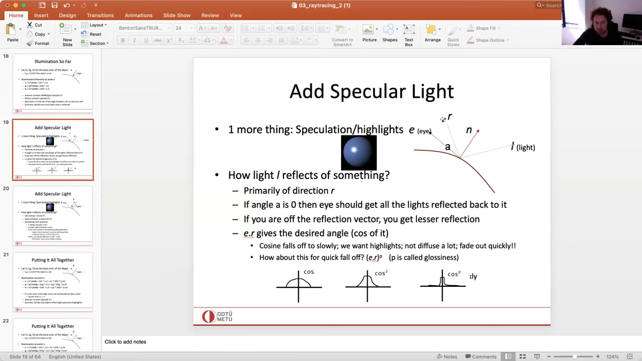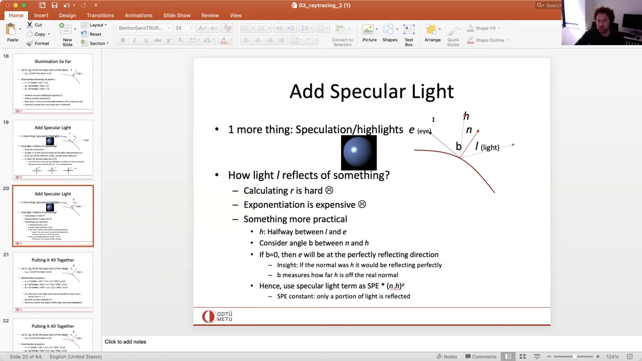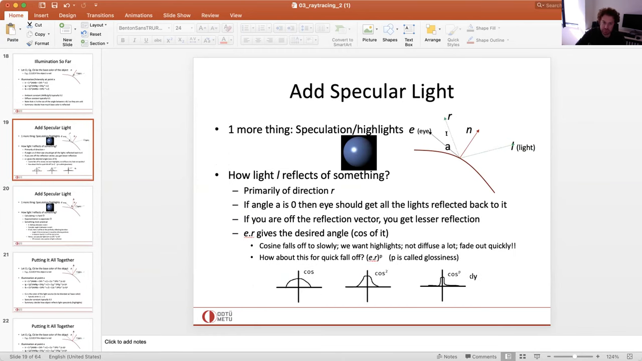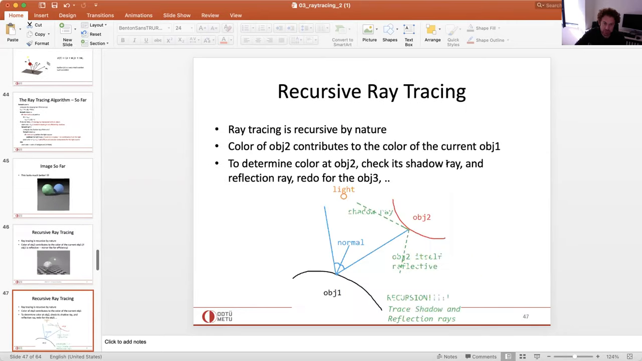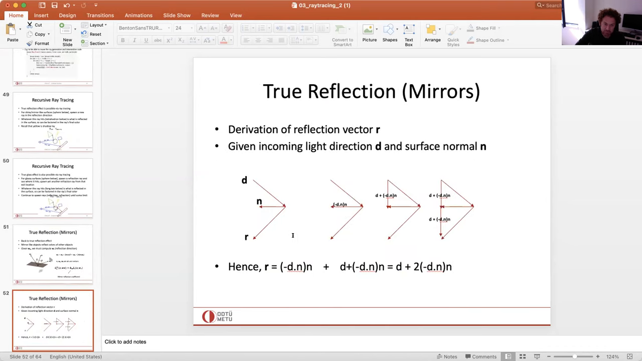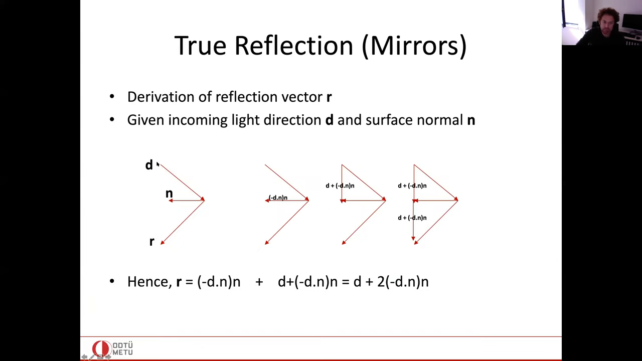Now it is time. I have shown you a trick to avoid the computation of R, the reflection of light. I have used the half vector between I and L, which is okay, by the way. But you can also use R itself, which would be the reflection ray here. So let's see how to compute that. Given the light coming in this direction D, I need to compute R.